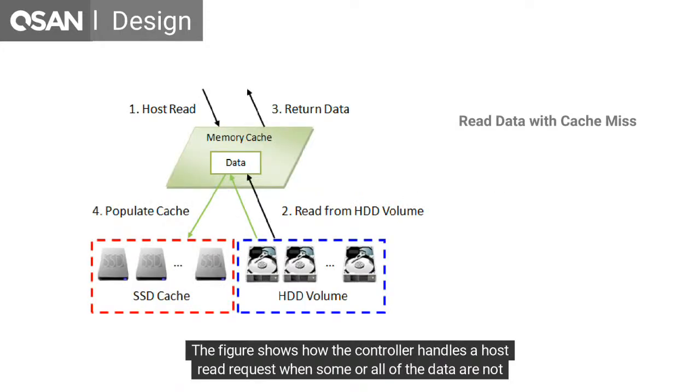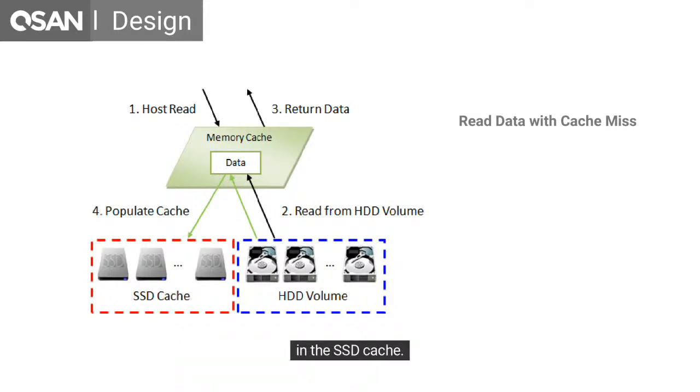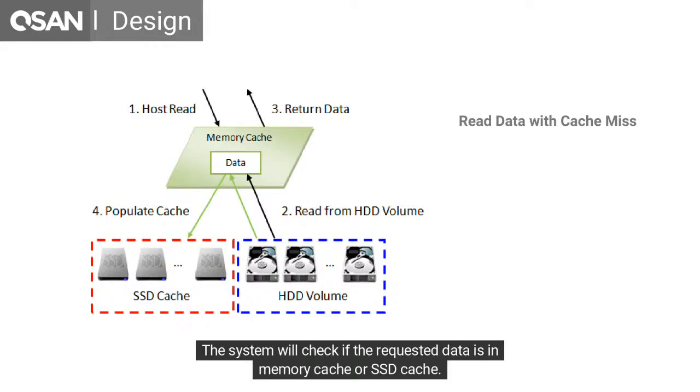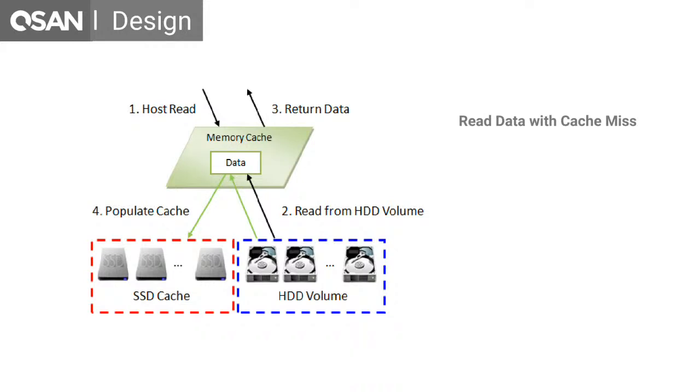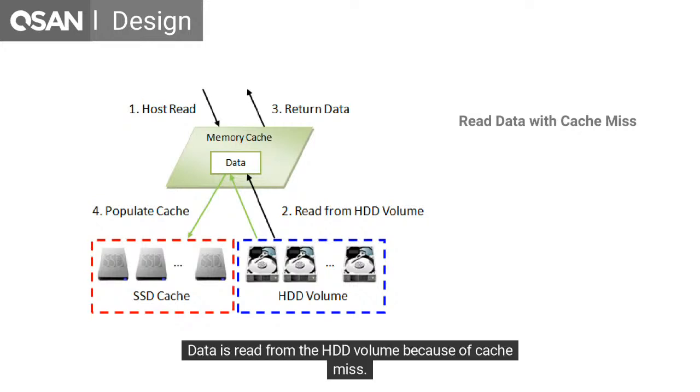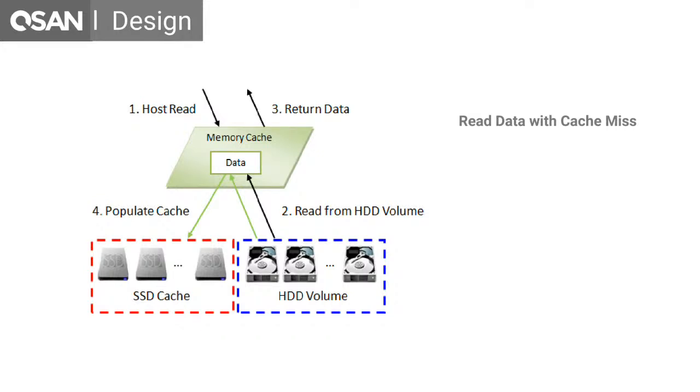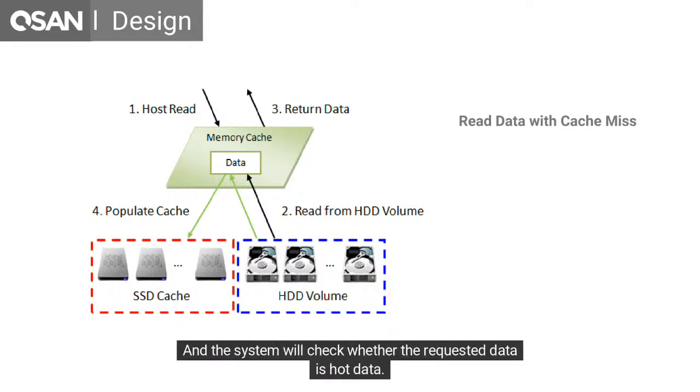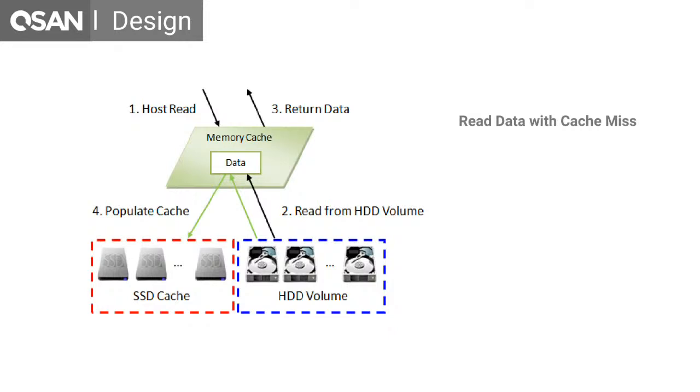The figure shows how the controller handles a host read request when some or all of the data are not in the SSD cache. 1. A host requests to read data. The system will check if the requested data is in memory cache or SSD cache. If not, it is called cache miss. 2. Data is read from the HDD volume because of cache miss. 3. The requested data is returned to the host, and the system will check whether the requested data is hot data. 4. If it is, the SSD cache is populated.